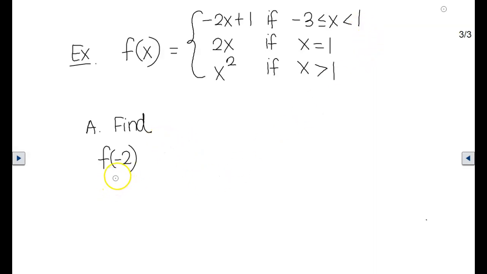So we're going to take negative 2 and input it for x in the first piece of this function. So we're going to do negative 2 times negative 2 plus 1. You use the first piece because negative 2 fits its domain. Negative 2 times negative 2 would be a positive 4, and positive 4 plus 1 would be 5. So in this piecewise function, an input of negative 2 is connected to an output of 5.